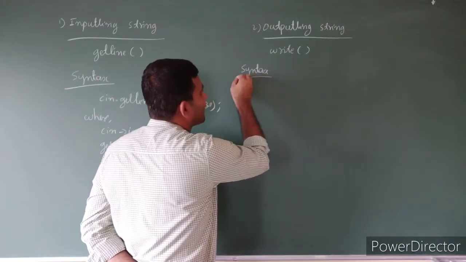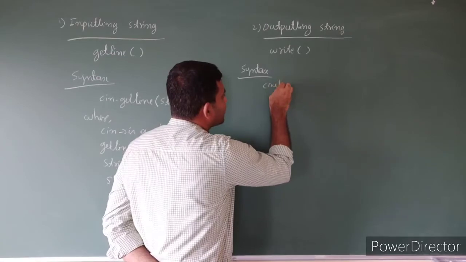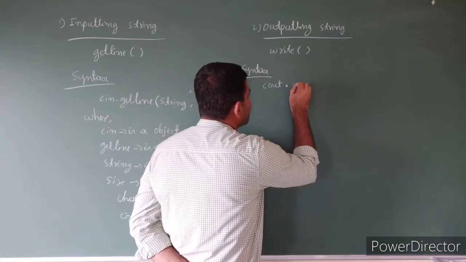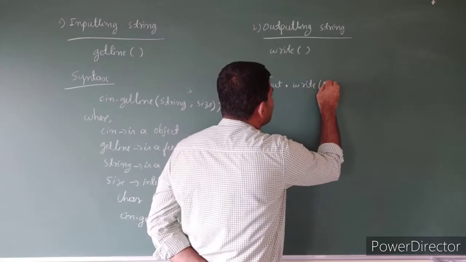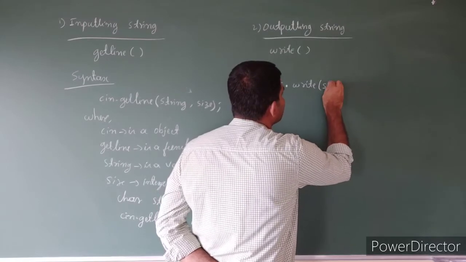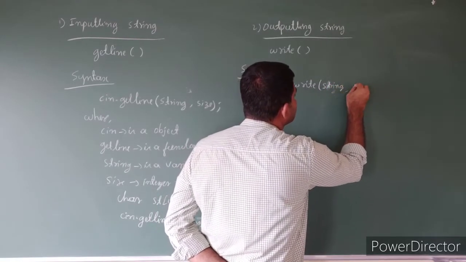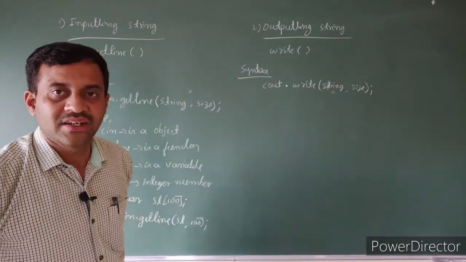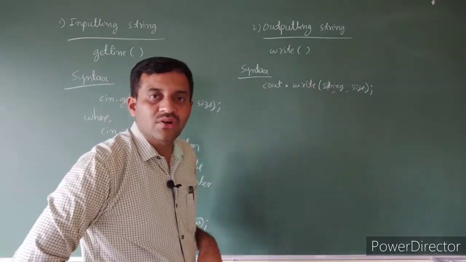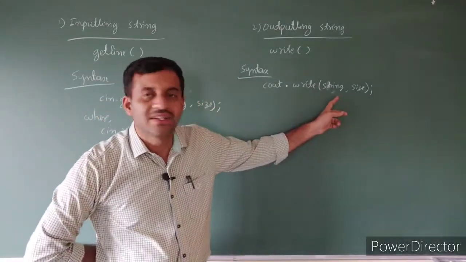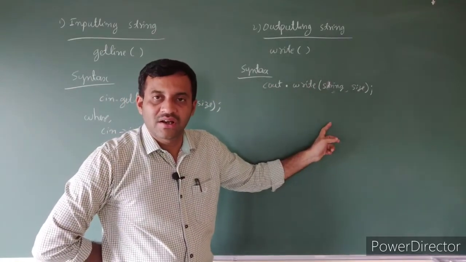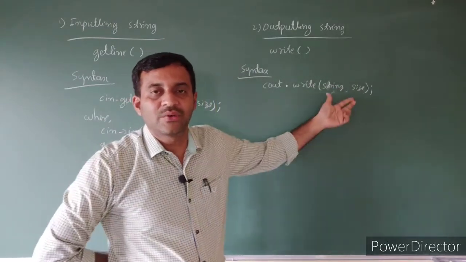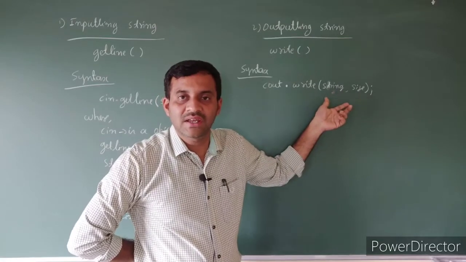In the syntax of the write function, the write function is associated with an object cout, followed by the member access operator dot, then the function name write. It accepts a string and a size. It accepts two parameters. Like the getLine function, the write function also accepts two parameters. The first one is the string, that is the variable of the character array. The second one is size, which represents the length of the given string.